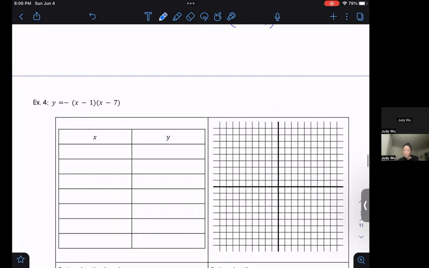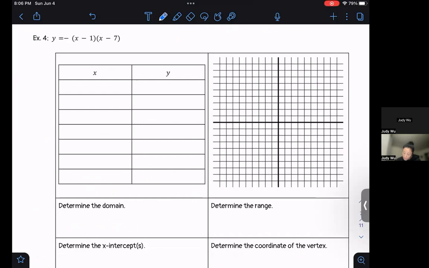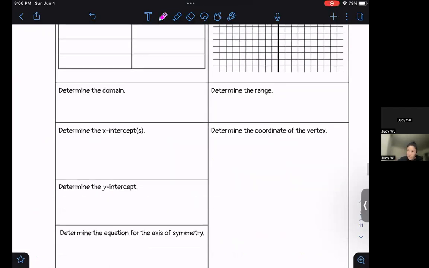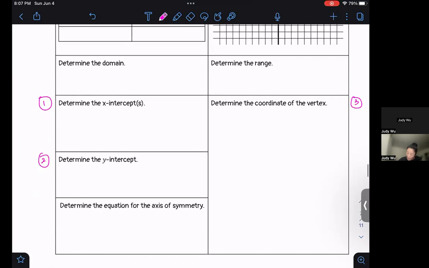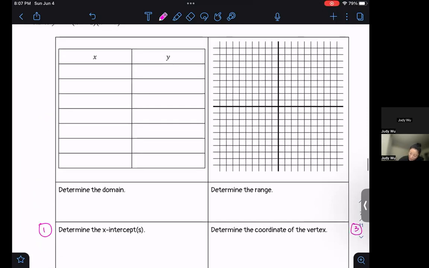Let's take a look at one more example. So we've got this time negative x minus 1 times x minus 7. We first are going to, let's plot our steps here. We're first going to find the x-intercepts. Then we're going to find the y-intercepts. Then we're going to find the coordinate of the vertex. That will allow us to determine the equation for the axis of symmetry. Once we've got all that, we can plot our table, plot our graph, determine our domain, and determine our range.